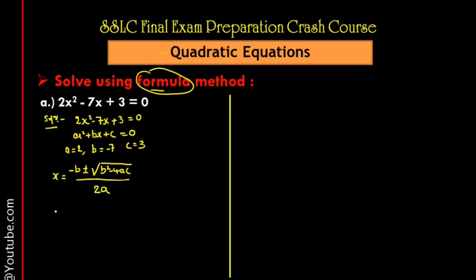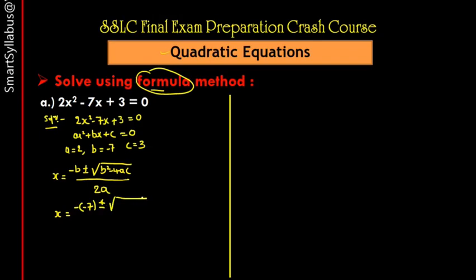x is equal to minus, b is minus 7, so substitute with the minus sign. There is already a minus sign in the formula, and if you don't write this minus sign then it is going to be wrong. So substitute with the minus sign. Plus or minus square root of b square, b is minus 7, minus 4, a is 2 and c is 3.